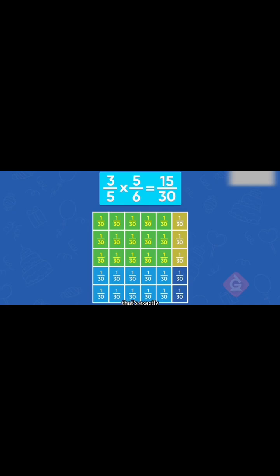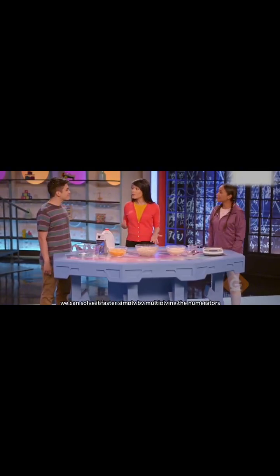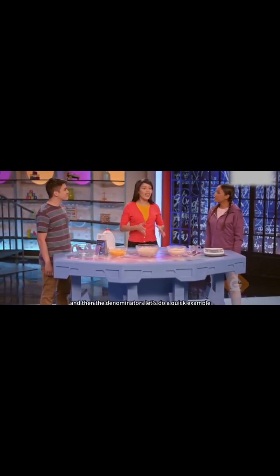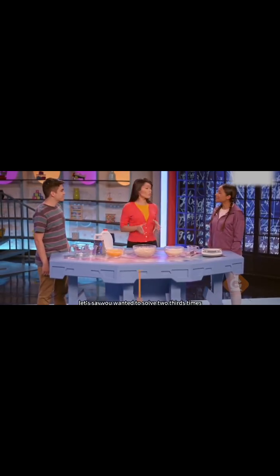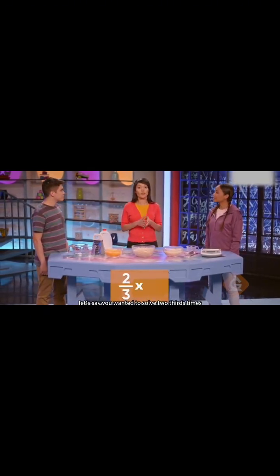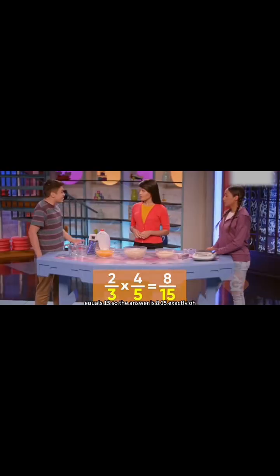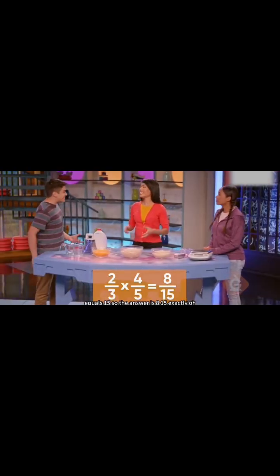Yes, that's exactly what I'm saying. The model helps us understand what's happening. But now we can solve it faster simply by multiplying the numerators and then the denominators. Let's do a quick example. Let's say you wanted to solve 2/3 times 4/5. We can just multiply the numerators. 2 times 4, which equals 8. And then we multiply the denominators. 3 times 5 equals 15. So the answer is 8/15. Exactly.